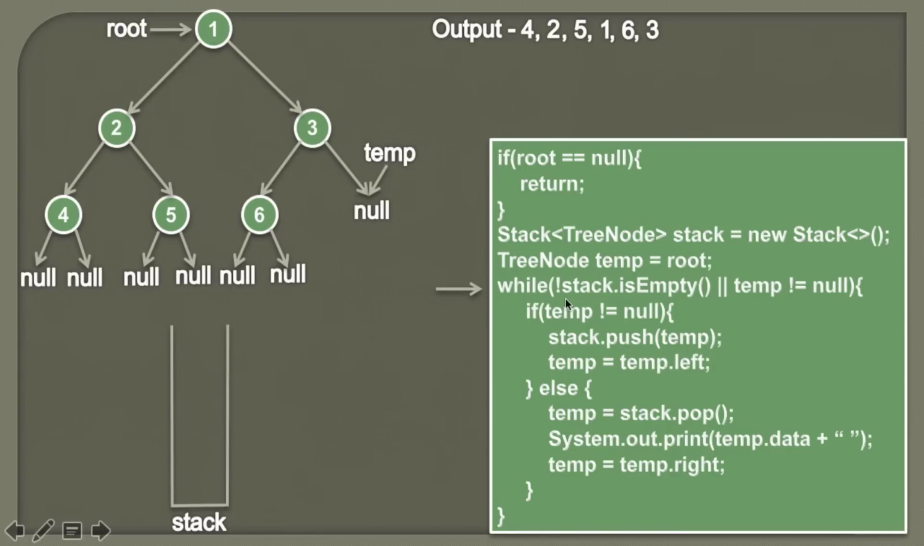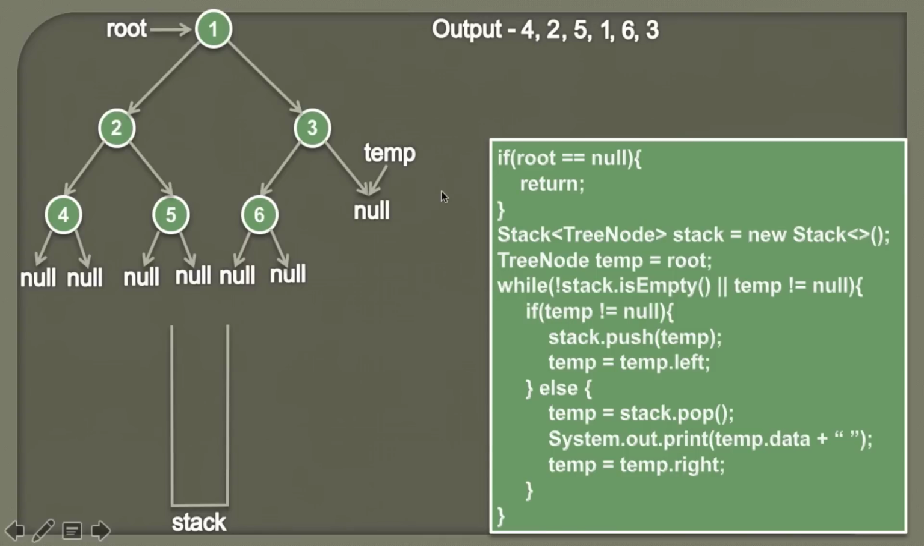So now again we'll check the condition in while loop. So first we check whether stack is empty or not. So currently stack is empty. So the first condition comes out to be false. And then we'll check whether temp is equal to null or not. So here you can see temp is equal to null. Therefore the second condition comes out to be false. So overall both the conditions are coming out to be false. So the while loop terminates.